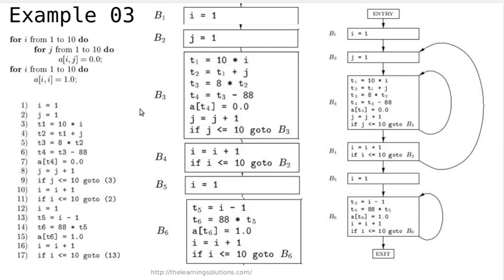In this way you have to first of all find out the TAC if not given. If TAC is directly given, from TAC find out the blocks, determine the blocks, and at last determine the flow between the blocks. So this is all about your basic blocks and flow graphs. Thank you.